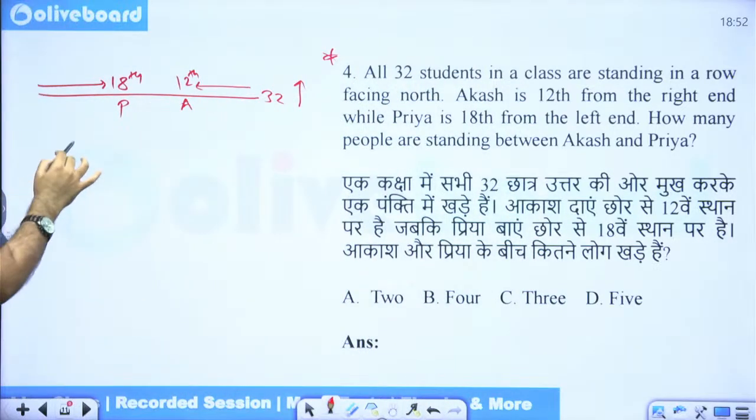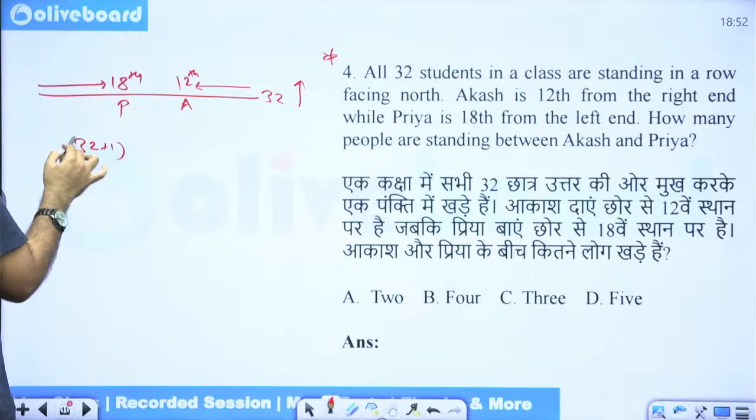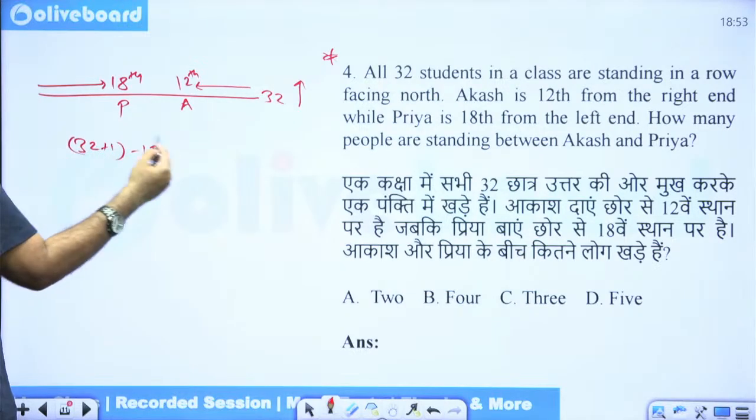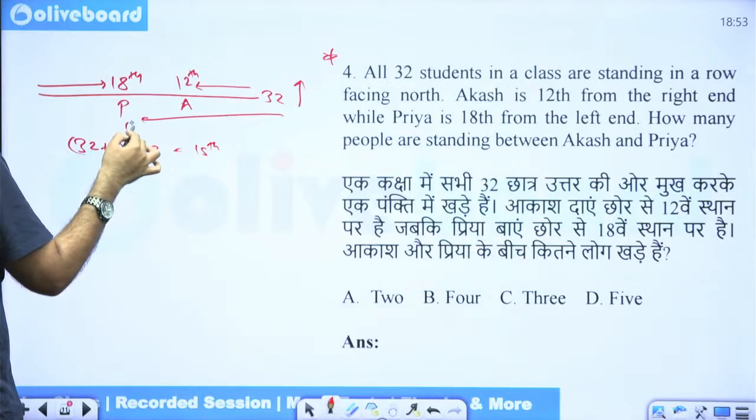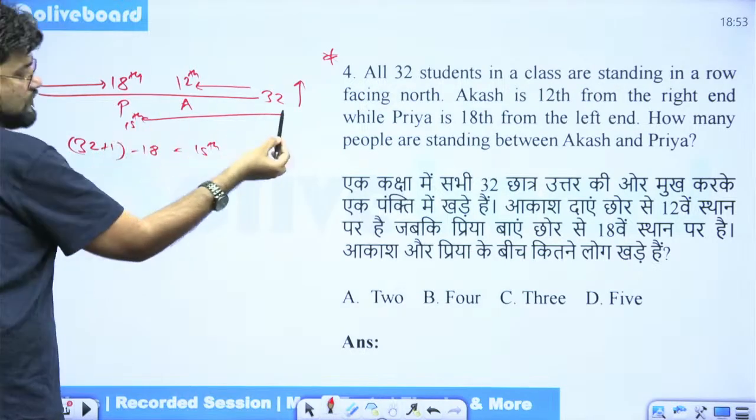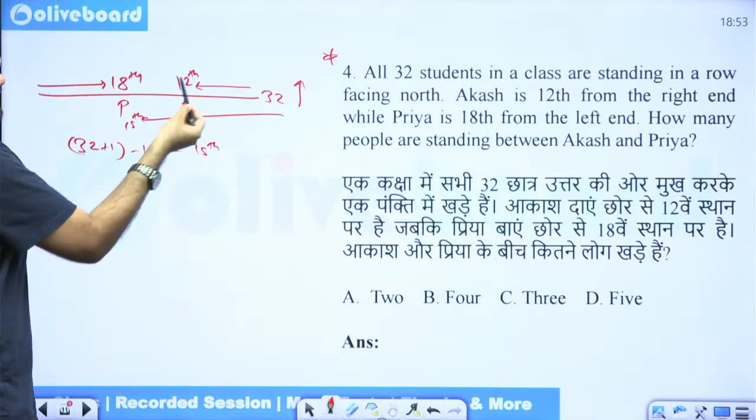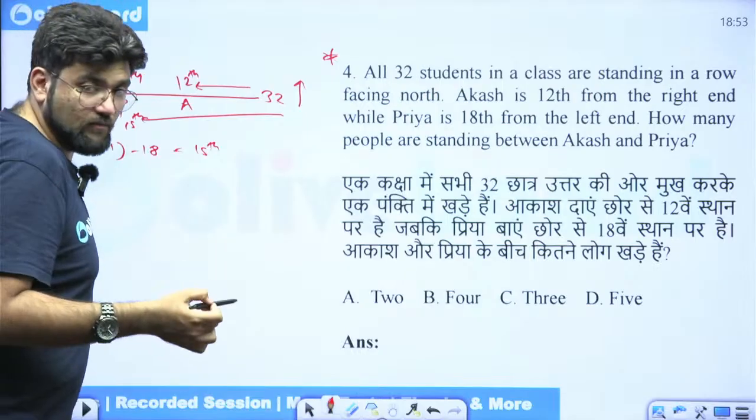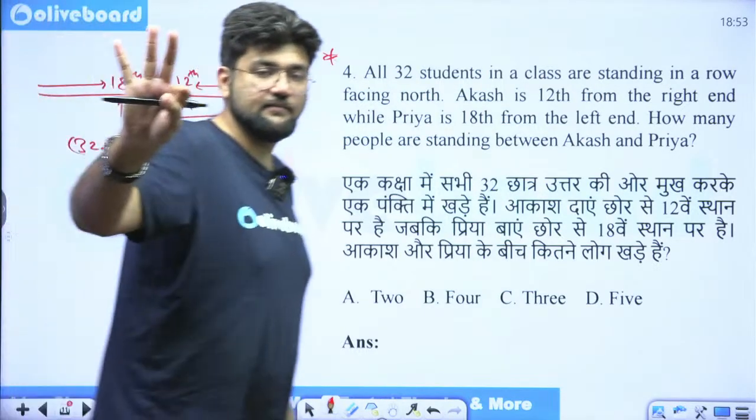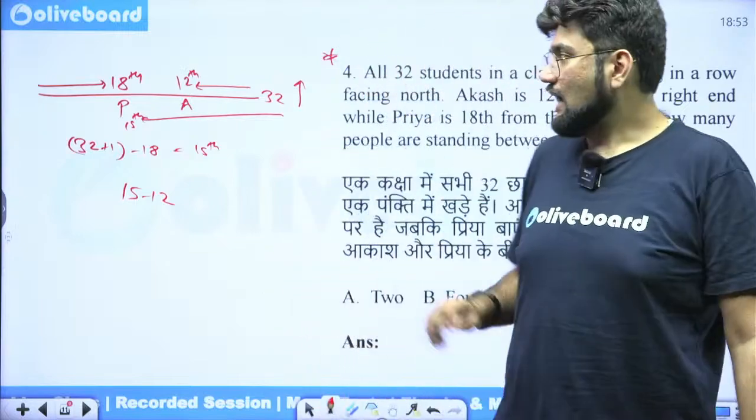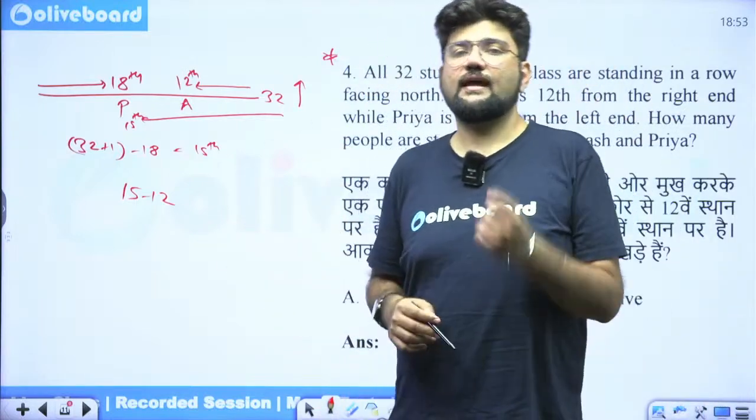So we will have 32 plus 1 minus 18, which is 15. That means Priya is rank 15th from the right. Now Priya is 15th, Akash is 12th. So how many are between them? A lot of people in a hurry do 15 minus 12 is equal to 3. No. How many people are between 15 and 12? Rank 13 and rank 14.